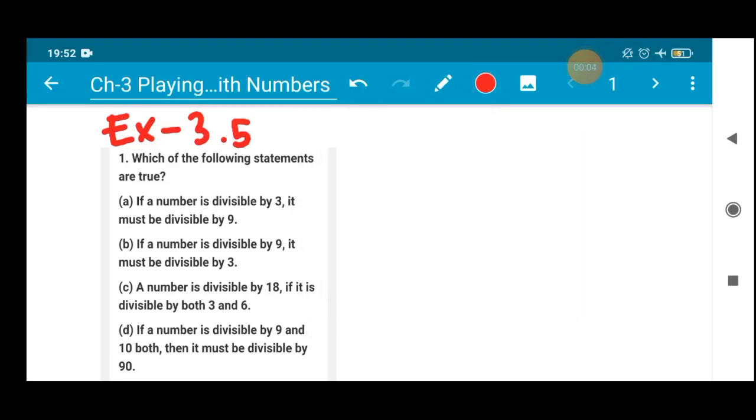So in today's class we'll be starting exercise 3.1, question number 1. Question number 1 states: which of the following statements are true. Part A states that if a number is divisible by 3, it must be divisible by 9. If any number, say x, is divisible by 3, it must be divisible by 9.